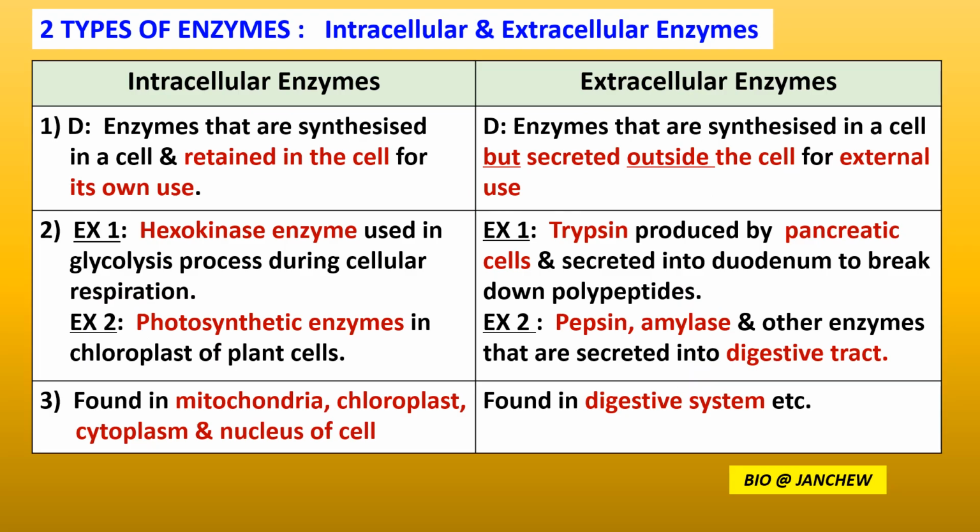Now, classification of enzymes. Enzymes can be divided into two types based on where they function, and these are intracellular enzymes and extracellular enzymes. Intra means inside. That means these enzymes are produced in the cell and retained in the cell for the cell's own use. They never get out of the cell.